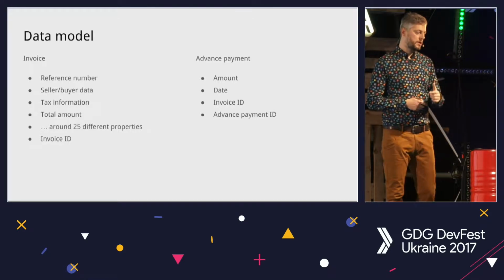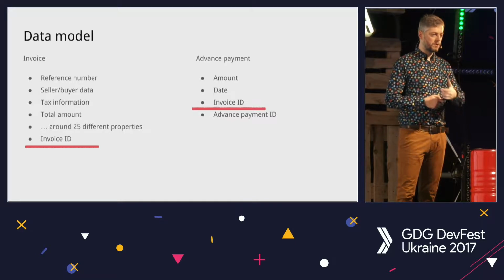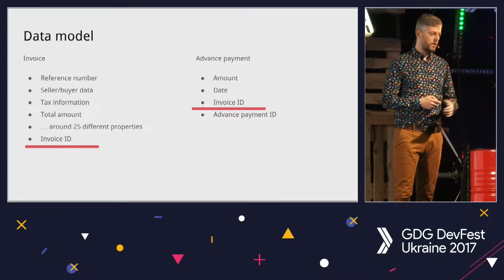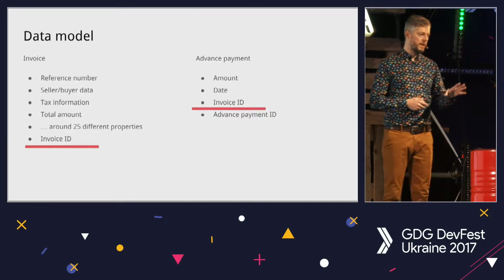Important bit here to notice is that there is this connection. Invoice has an invoice ID, and advance payment also has invoice ID. So one invoice can have many or zero advance payments, okay? So that's my app and my data model.